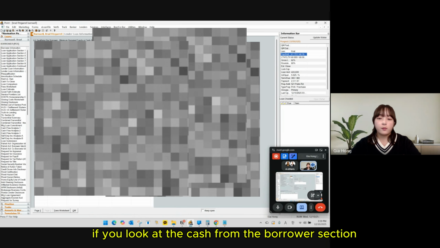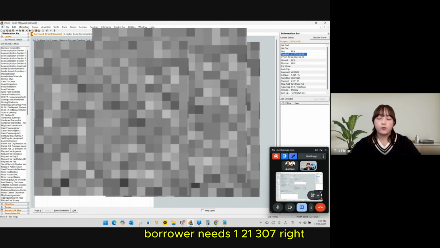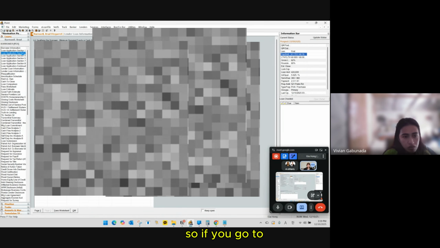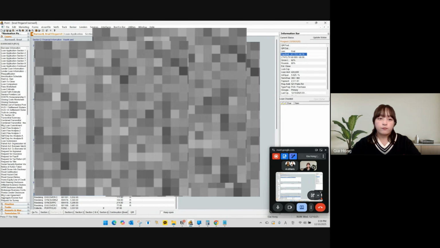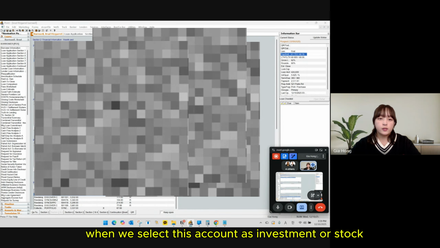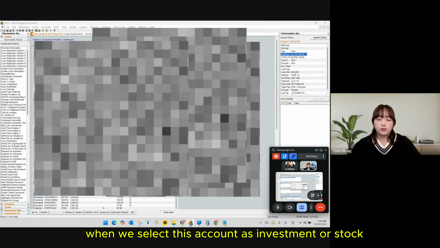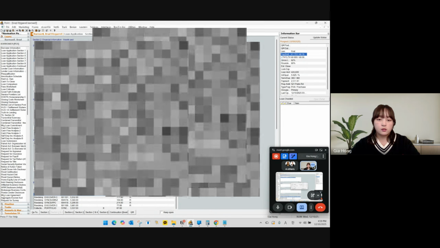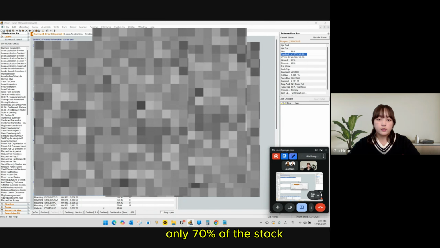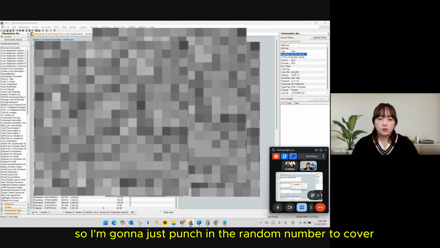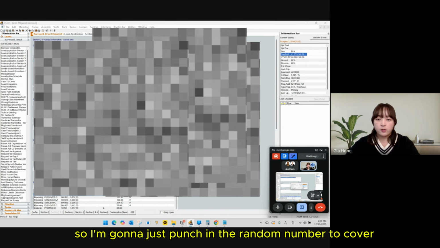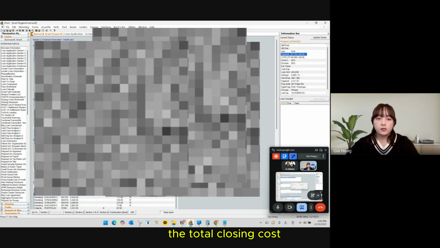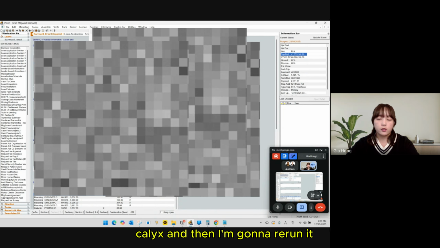Go to lender loan information, where I showed you the total payoff debts. If you look at the cash from the borrower section, the borrower needs 121,307, right? I believe when we select this account as investment or stock, it will automatically count only 70% of the stock. So I'm gonna just punch in a random number to cover the total closing cost, and then I'm gonna rerun it.